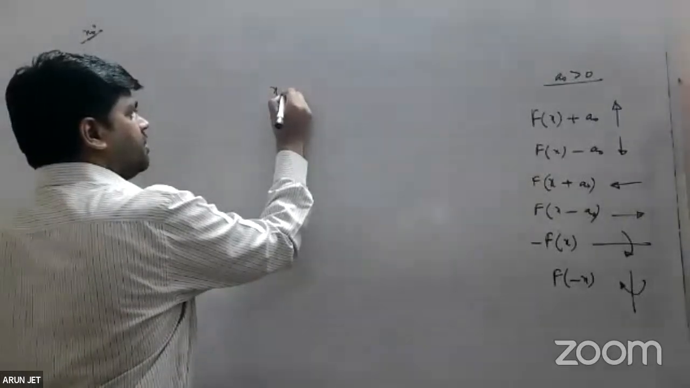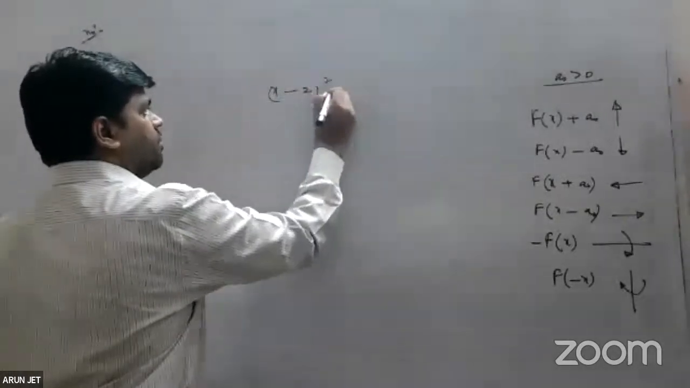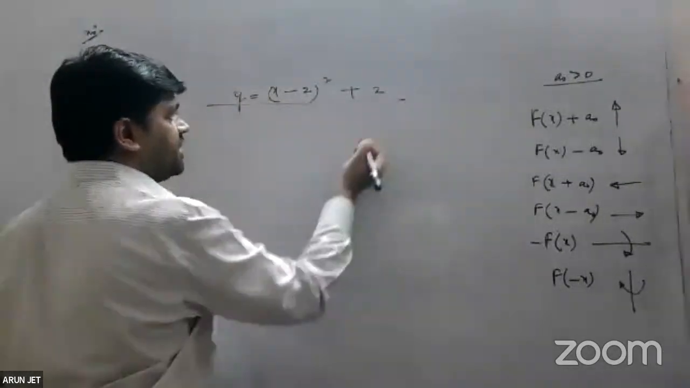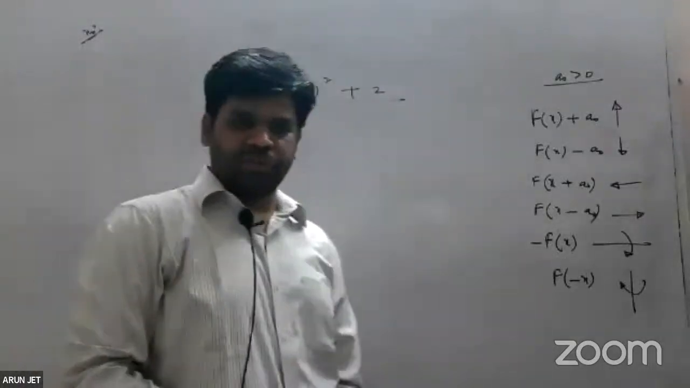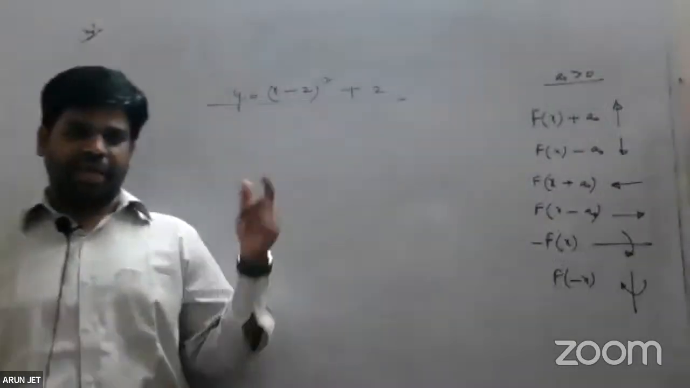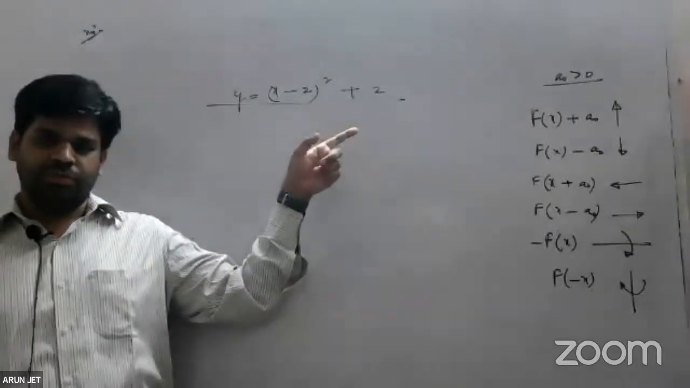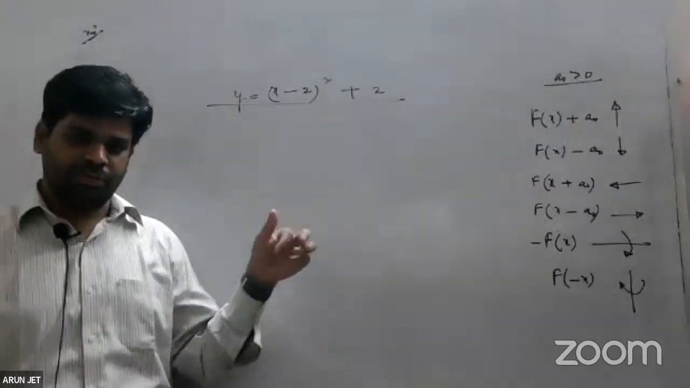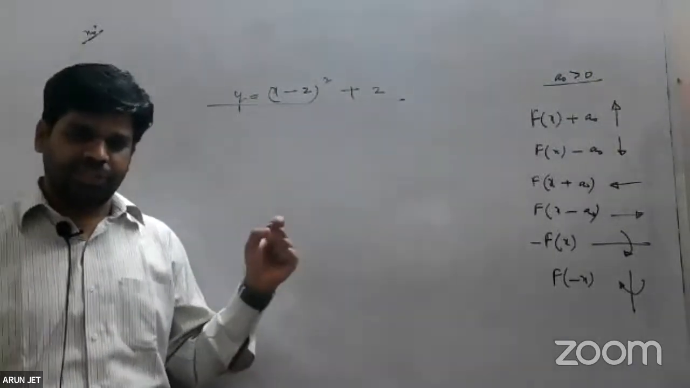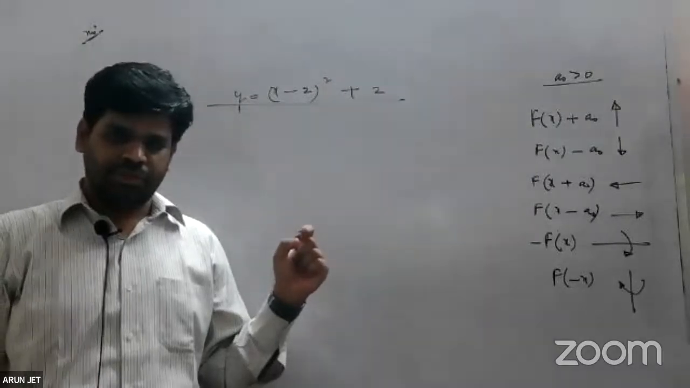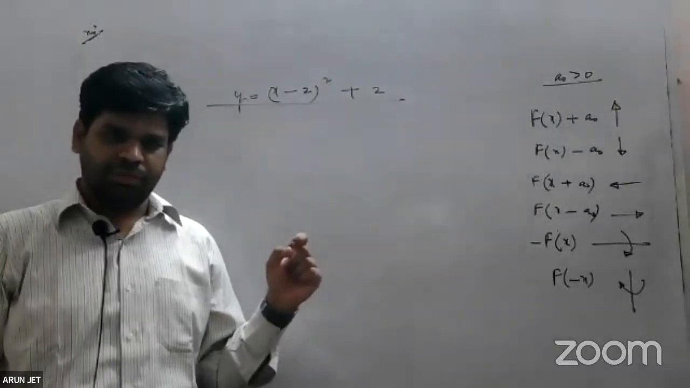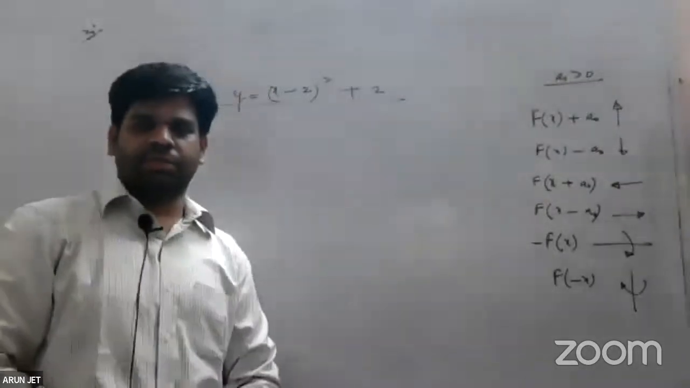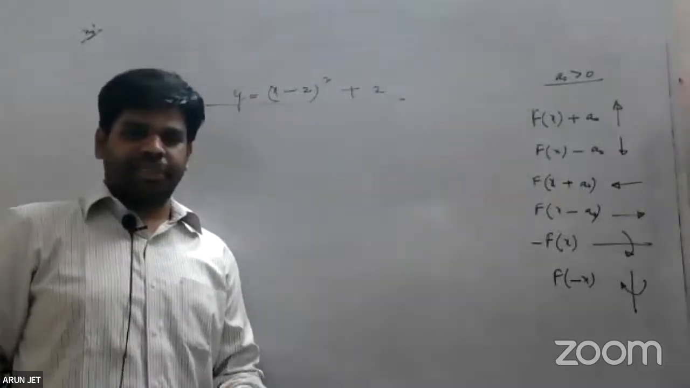x minus 2 whole square plus 2. Does this equation have roots? Quick, yes or no? How do you find out whether it has roots or not?